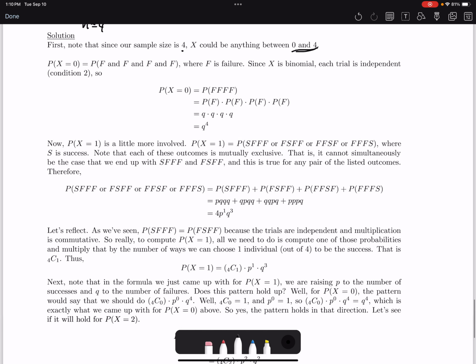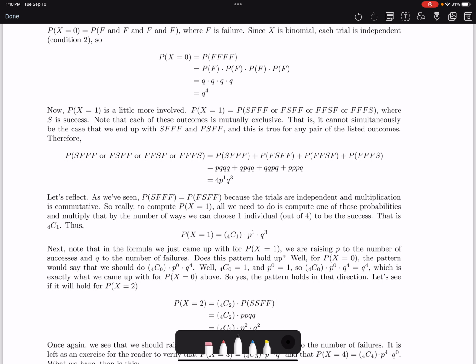Now, if we move forward and we try to find the probability x equals 1, then things get a little bit more involved, because now, in order for x to equal 1, we have to get exactly 1 success and 3 failures. That could happen if we get a success first, followed by 3 failures, or a failure and then a success and then 2 more failures, or failure, failure, success, failure, or failure, failure, failure, success.